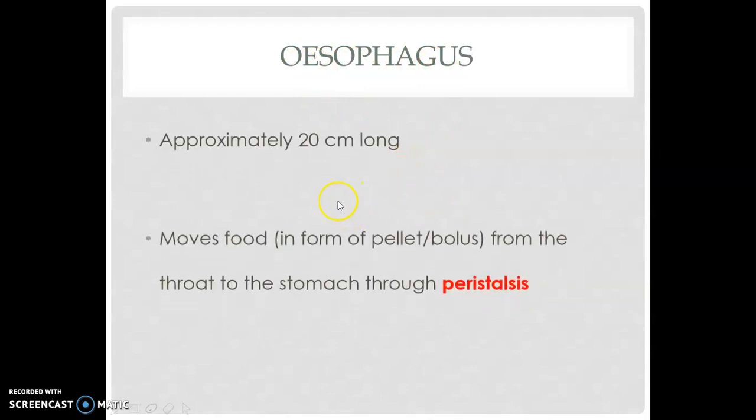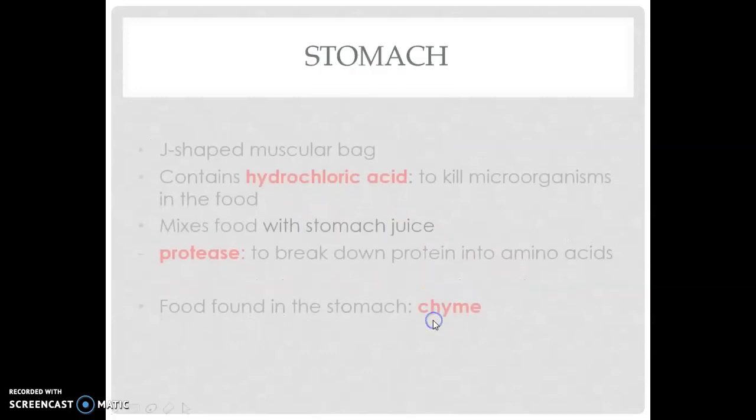The esophagus is a long tube that moves the food from the throat to the stomach through a process called peristalsis. Peristalsis is the contraction and relaxation of muscles. So here no digestion will happen. The food will just be moved all the way from the throat to the stomach in the form of a pellet or bolus. And then the food will enter the stomach.